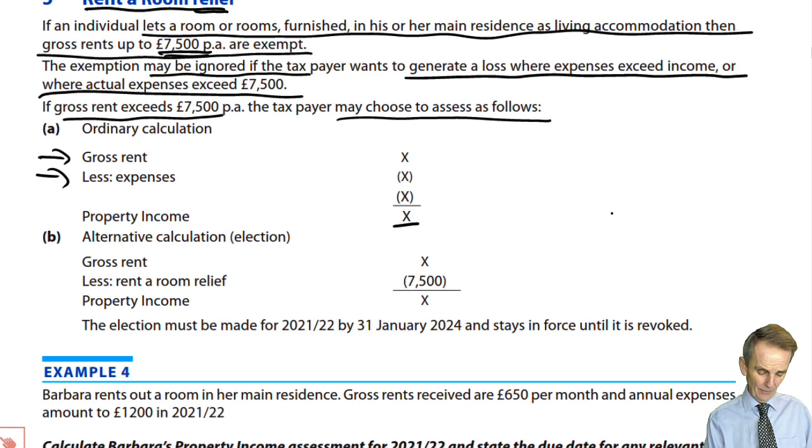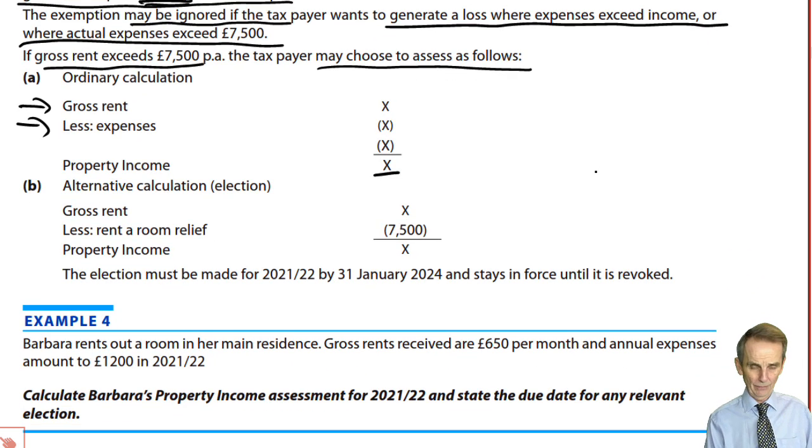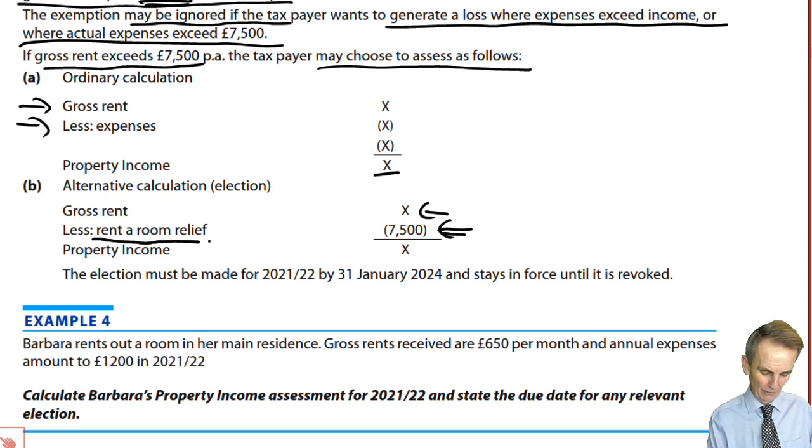Alternatively to that, we go with the rent-a-room relief. Picking up again the gross rent, i.e. before deduction of expenses, and taking out the set figure of rent-a-room relief of £7,500, and that would therefore give you your property income. So you have the choice, which do you want to do?